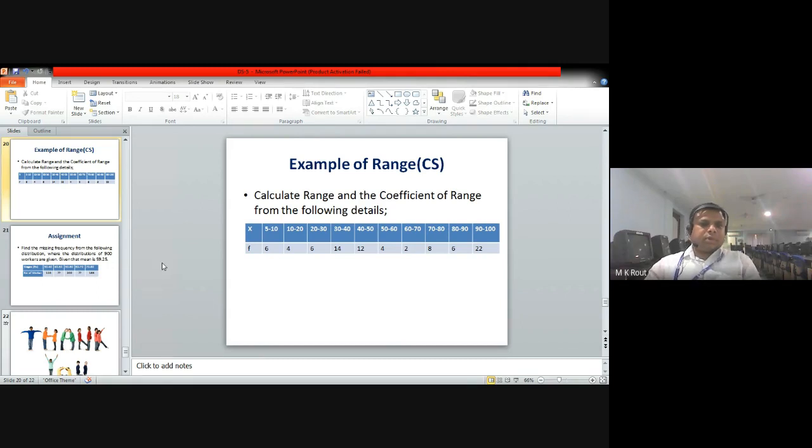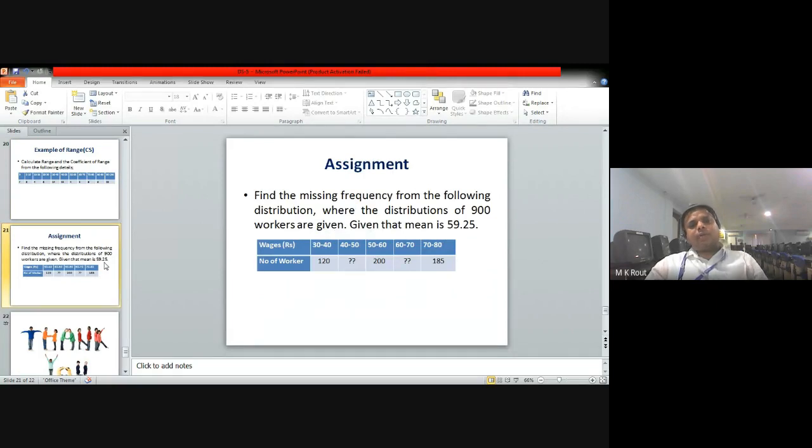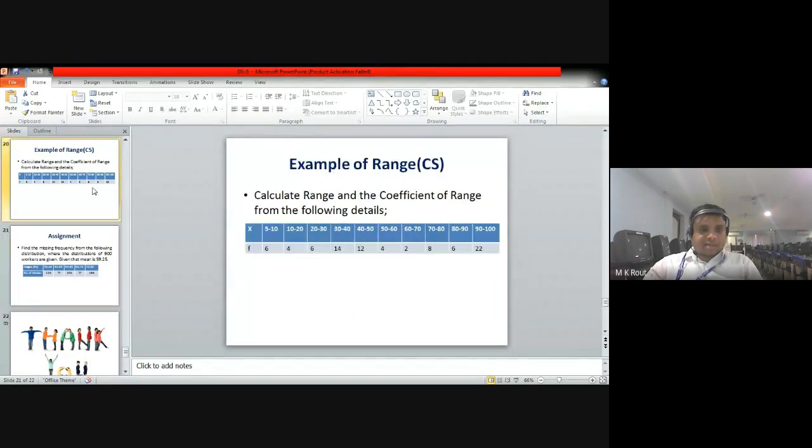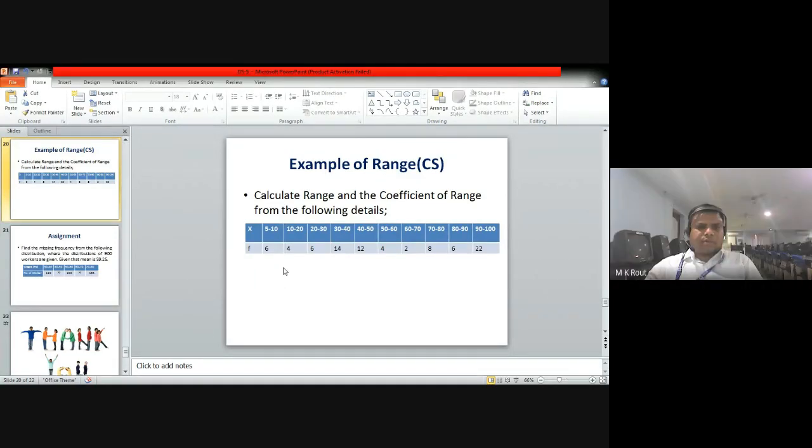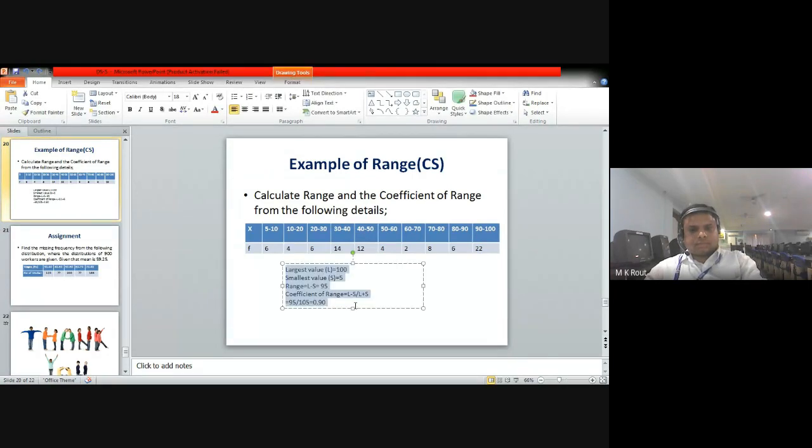Okay, the next is an assignment for you: find the missing frequency from the previous. So once again, sir, in the previous one, which will be considered the highest value and the lowest value? From this one, you have to consider 100 as the highest value, 5 as the lowest value. Sir, I have taken the largest value from the x variable table, that is 100. Smaller value is 5. If you calculate, that is 100 minus 5, 95, and coefficient is 95 divided by 105, that equals 0.90. That is the answer. Is it clear?